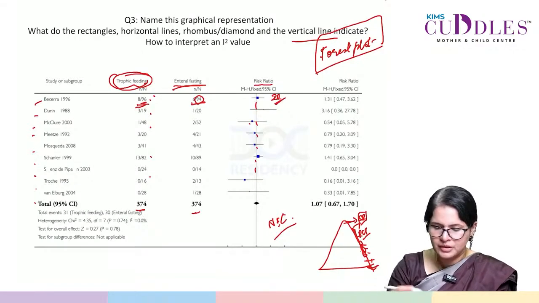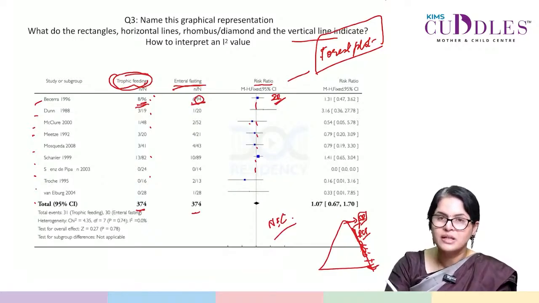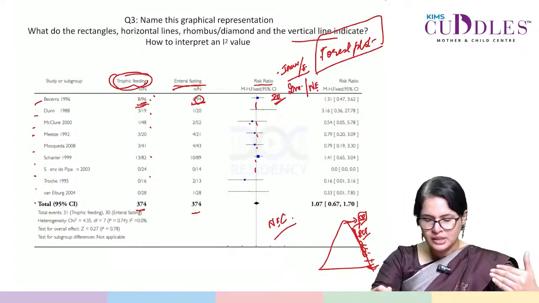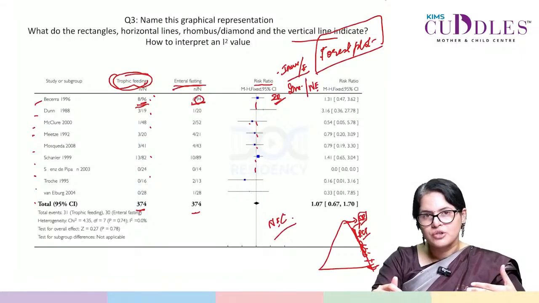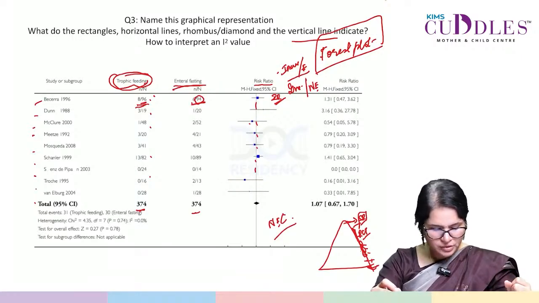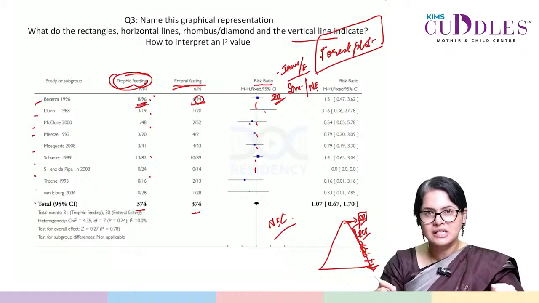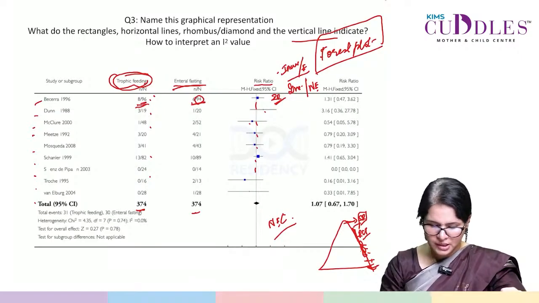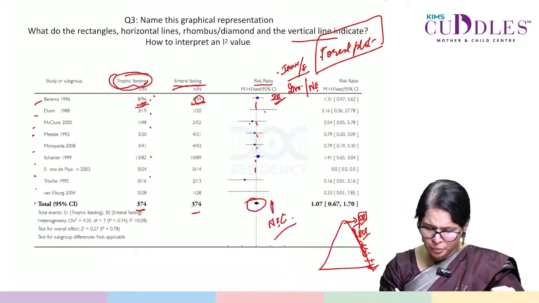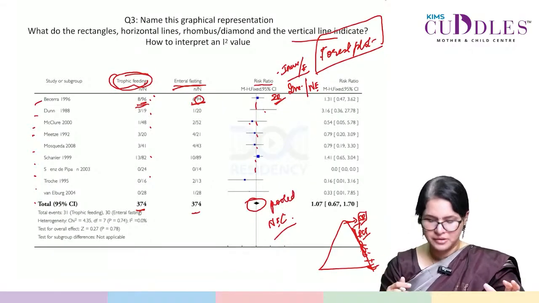As you all know, relative risk or risk ratio represents the ratio between the incidence of the outcome in the exposed group divided by the incidence of the outcome in the non-exposed group. In this case, the exposed group is the group that received the intervention, and the non-exposed group was the control group. Each of these rectangles represents the risk ratio of the individual studies, the point estimates, and then you have the total cumulative or pooled relative risk of the entire meta-analysis.